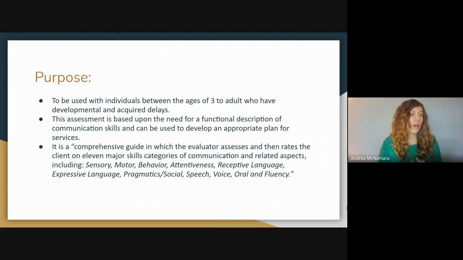So, this comprehensive assessment includes 11 different areas to look at, and they are listed below. So, they're sensory, motor, behavior, attentiveness, receptive and expressive language, pragmatic language, speech, voice, oral, and fluency.